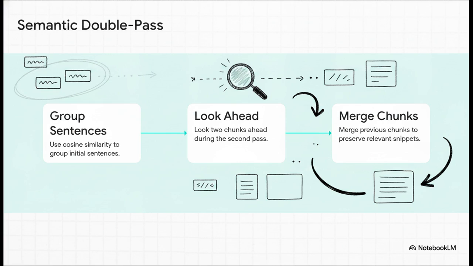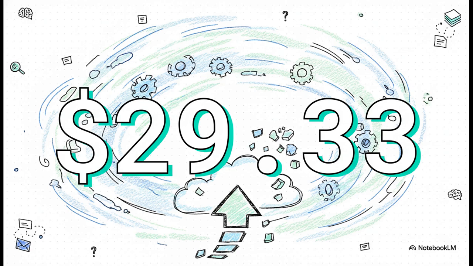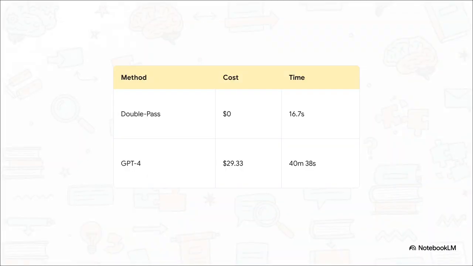Talk about a lifesaver. Now, you might be sitting there thinking, well, I'll just use a powerful language model to analyze and group my text perfectly. Well, contrary to popular belief, you really don't need to spend an astronomical $29 per document using OpenAI's proposition-based chunking with GPT-4 just to get good context. Just look at this comparison. It's a massive win for the double pass method.